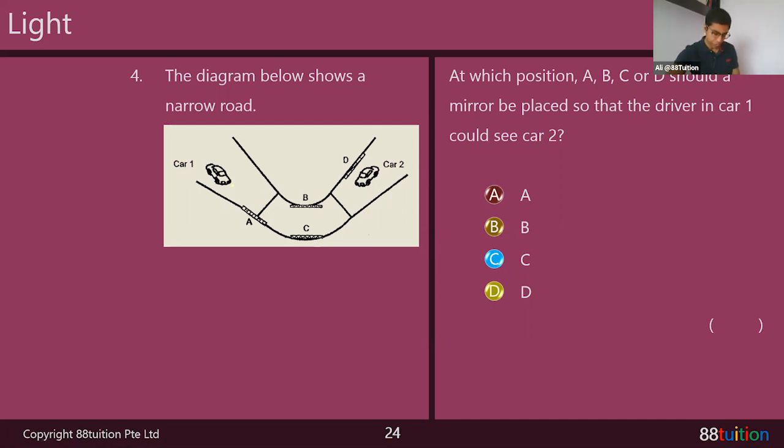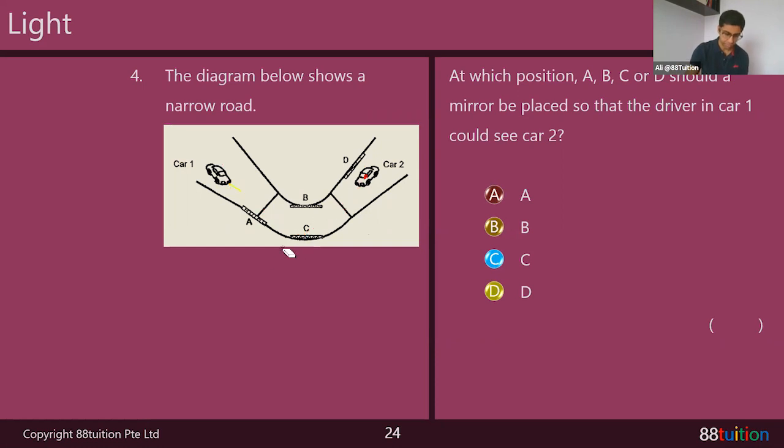So draw a straight line. I should use red now. Draw a straight line connecting both the cars. So the driver is sitting inside, he can see the car because the light bounces off the mirror C. Whereas if it bounces off here, it can bounce off.